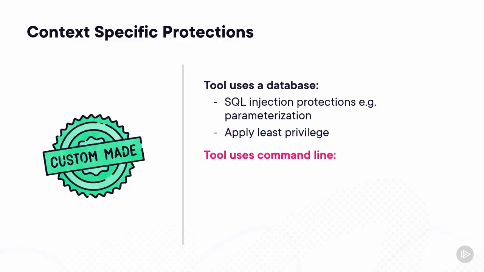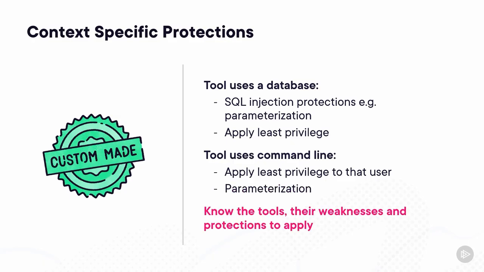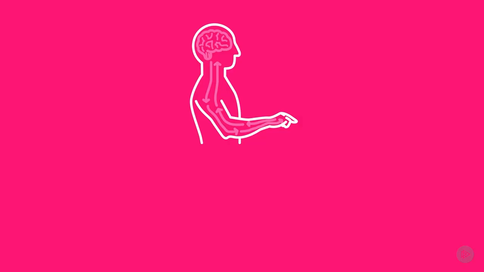Back to the command line example. That'll run as a specific user on the operating system. That user could be limited to only access certain directories and have no other permissions beyond that. You can also apply parameterization to command line requests to help stop command injection attacks. We need to know the tools we're passing control to, the weaknesses they suffer from, and the protections to apply. You might even consider having a human in the loop, a real person validating output before critical actions. Driverless cars, for example, often have a human in the loop.